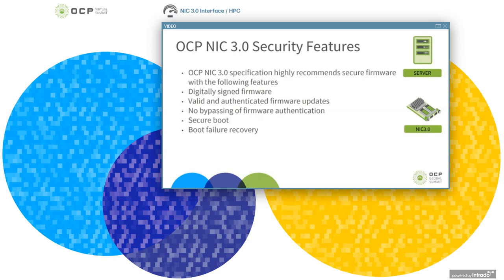And the way OCP NIC 3.0 recommends, once you have secure firmware and authenticated updates, there should not be any backdoors or any mechanisms which allow an implementation to bypass firmware authentication, because that defeats the purpose of having digitally signed firmware, which is securely loaded and securely updated. So those are some of the critical pieces for the firmware in terms of security.